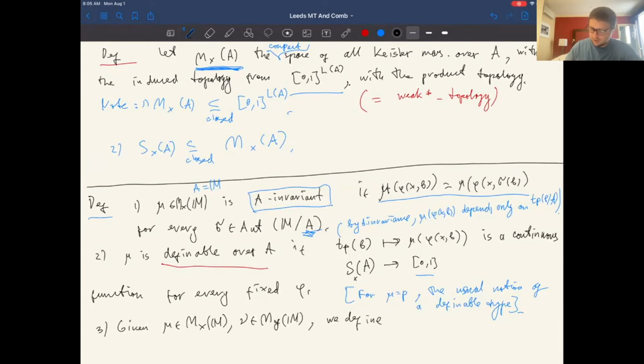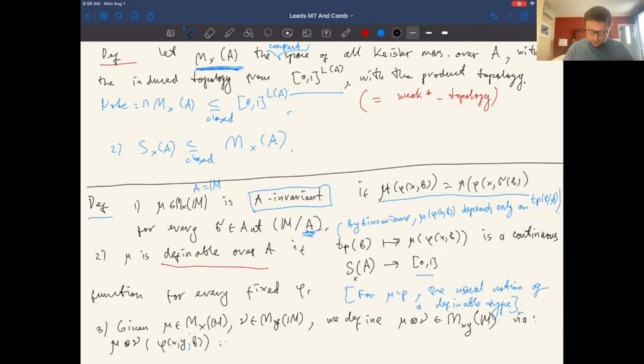So we define mu tensor nu, and this is going to be a measure in both variables simultaneously. So it's a measure in xy now, as follows. So given a formula, let's say phi of xy in two variables, with a parameter b. Excuse me, let me stress the parameter. So given phi of xyb, we need to say what the measure of this is.